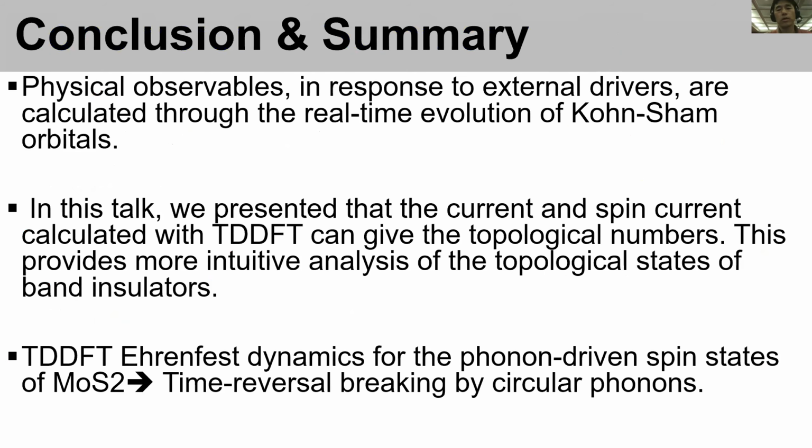So let me summarize this talk. Basically we are interested in the description of the light-matter interaction in the framework of quantum theory by performing the real-time evolution calculation. And in this talk, I presented two specific examples. In one example, this method can calculate the intrinsic response quantity like the Hall conductivity, and we obtained the Chern number and the spin-Hall conductivity of a quantum spin-Hall system.